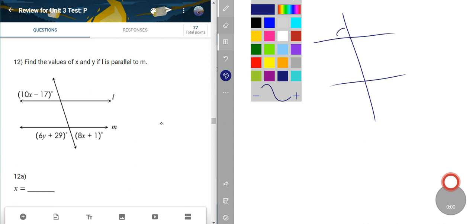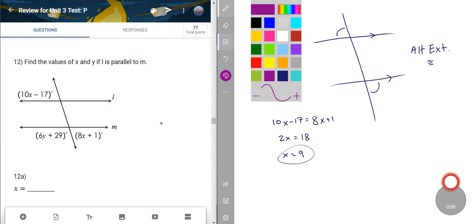So I know that this angle and this angle are alternate exteriors. And so I know alternate exteriors, if these lines are parallel, are going to be congruent again. So I can say that 10x minus 17 is equal to 8x plus 1. So 2x is equal to 18, x is equal to 9. Hopefully that part is not that difficult. You're like, oh yeah, that's making more sense to me.